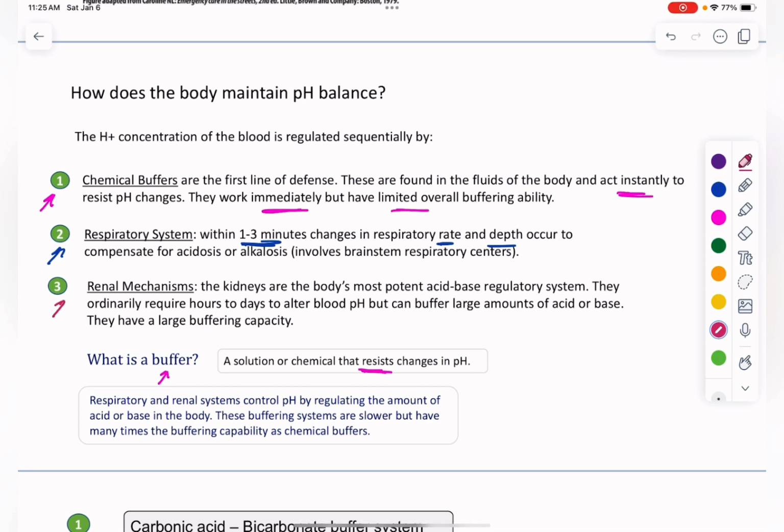And then lastly, we have the urinary system, and specifically the kidneys. These are considered renal mechanisms. The kidneys are the body's most potent acid-base regulatory system. They can do the most to get pH back to where it needs to be. The downside, however, is that it takes hours or days to do so. But again, the kidneys have the largest buffering capacity.